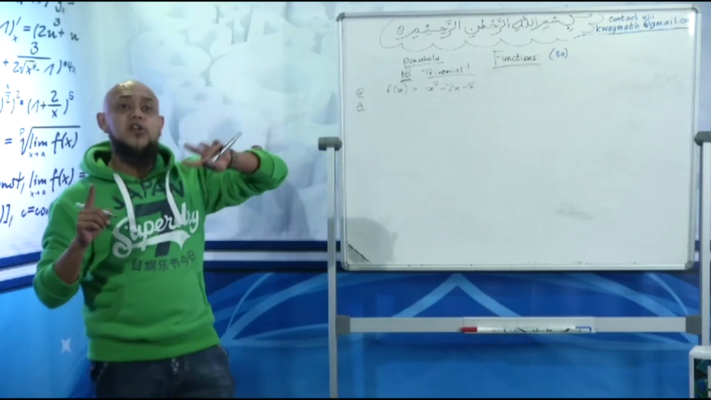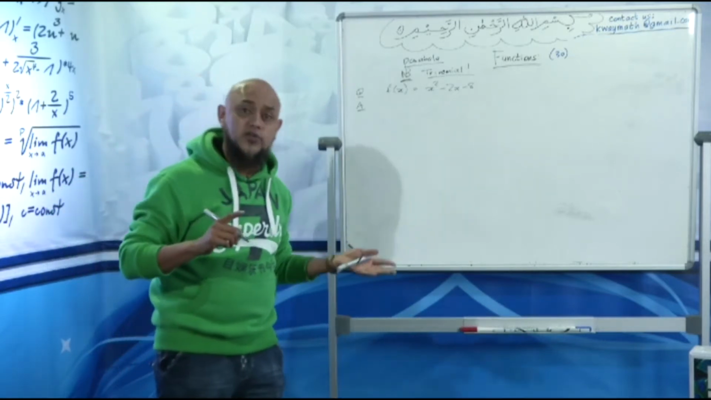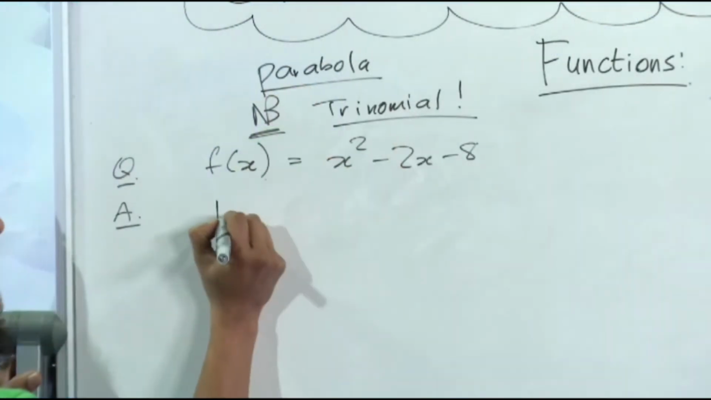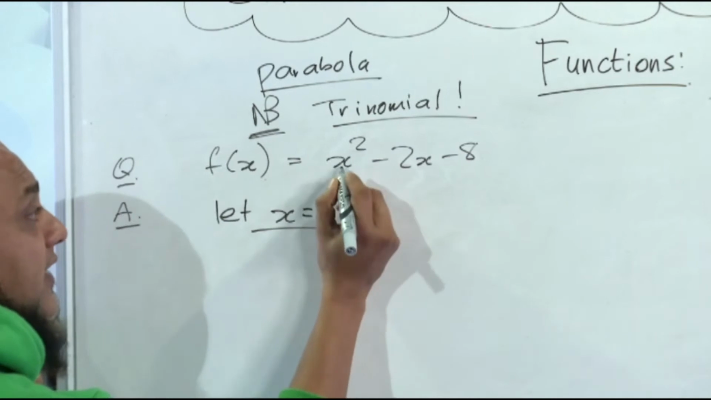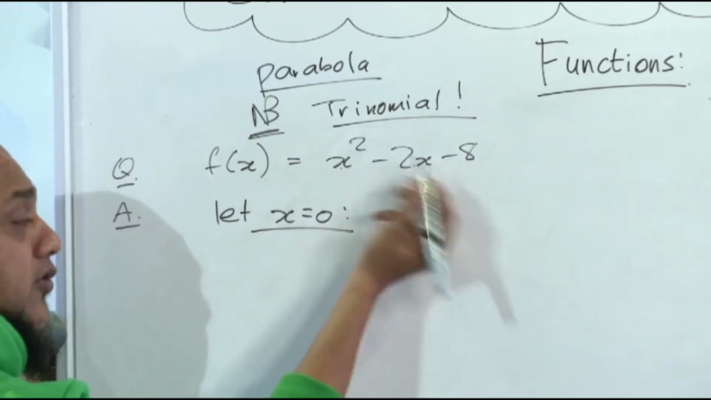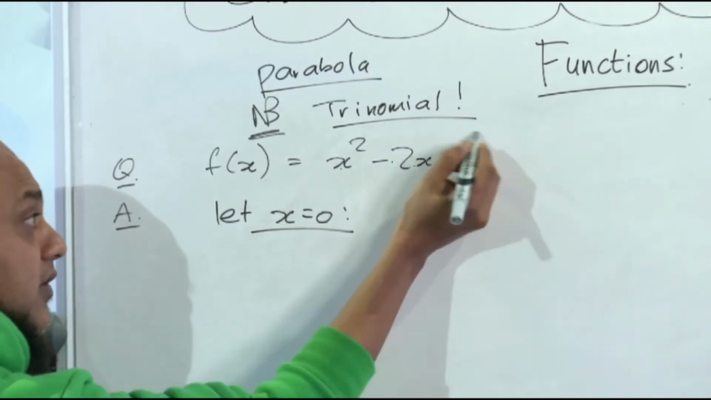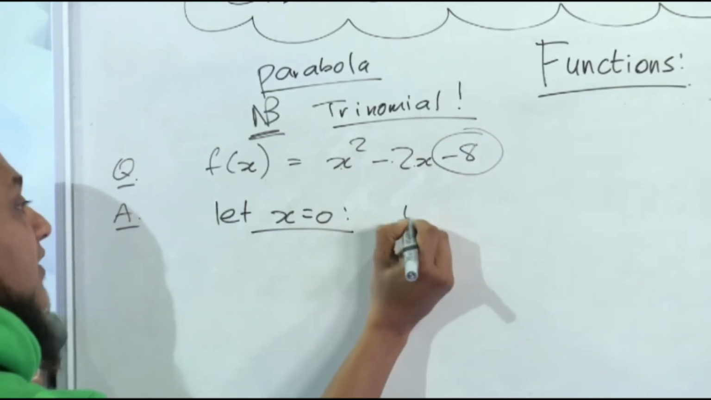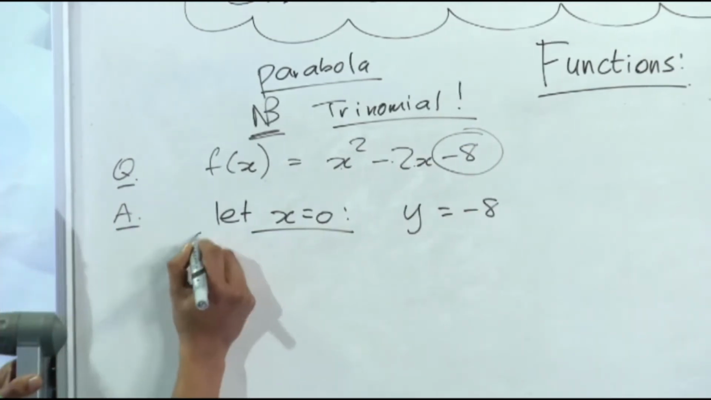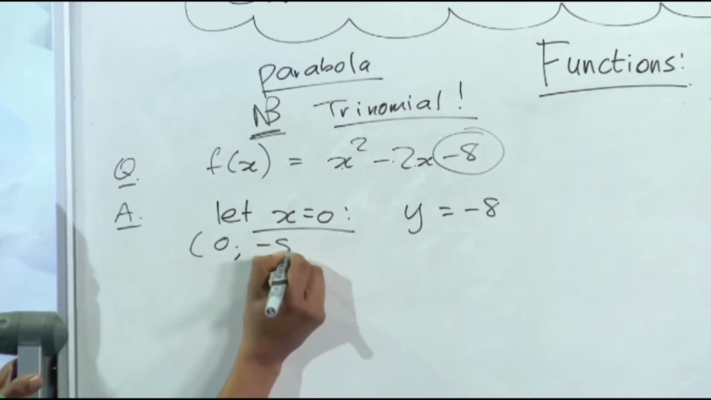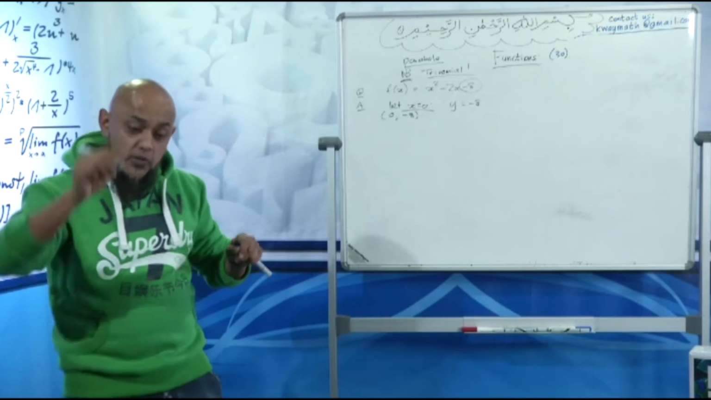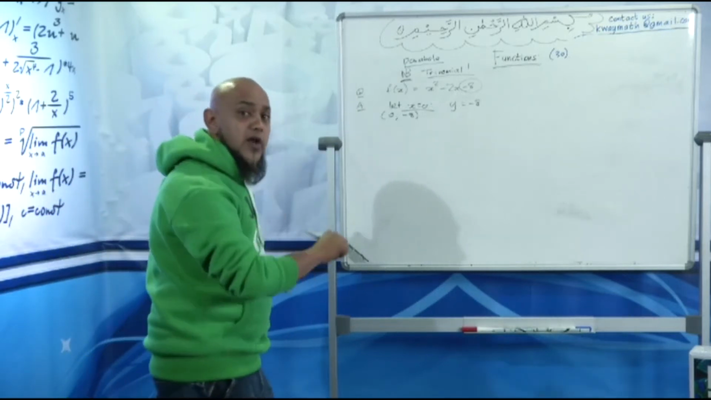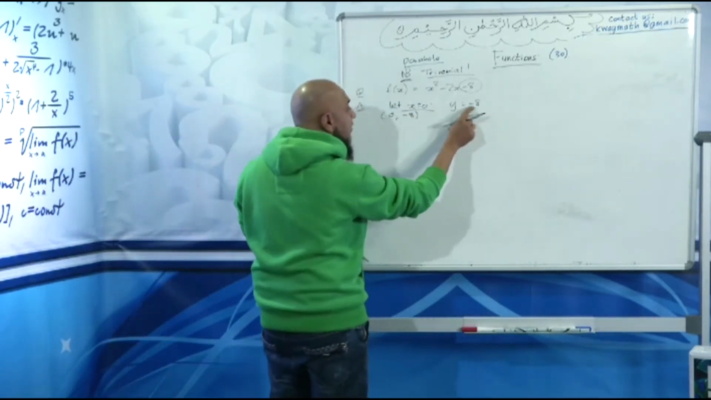Let x equal to 0, solve for y. Let y equal to 0, solve for x. So here goes. Let x equal to 0. What do we have? 0 squared is 0. 0 times minus 2 is 0. What am I left with? Minus 8. So therefore y is equal to minus 8. So when x is 0, y is minus 8. So what did we just find? We now found our y-intercept. We found out where that parabola is going to cut on our y-axis.